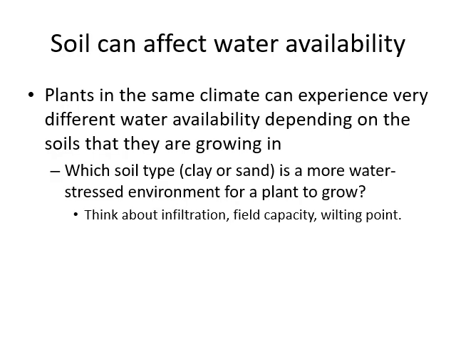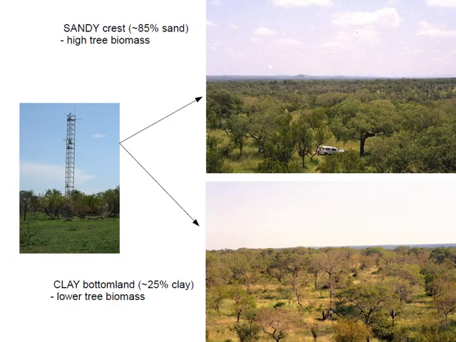To think about this, we need to think about all the different fluxes. We need to think about infiltration. We need to think about field capacity. We need to think about a wilting point for plants. It's not actually such an easy question to answer. So let's have a think about an example.